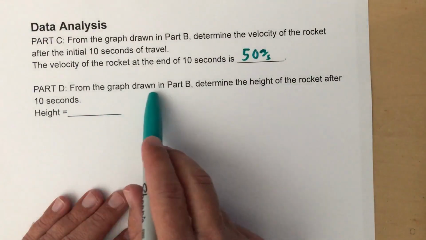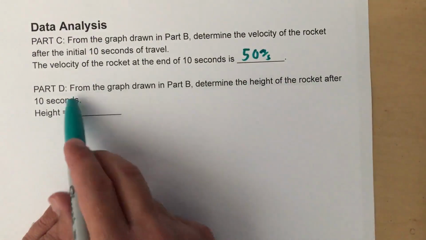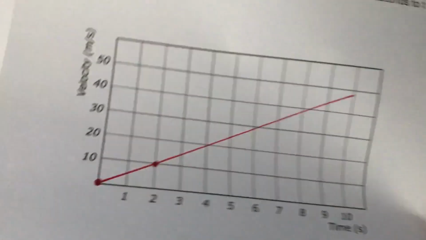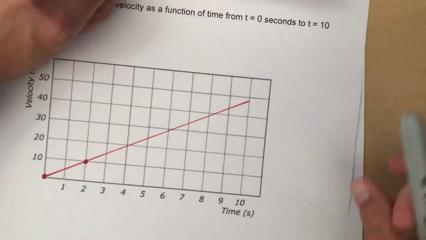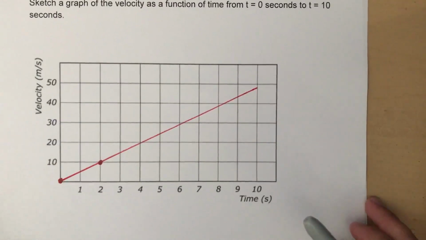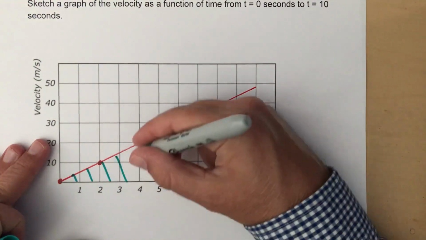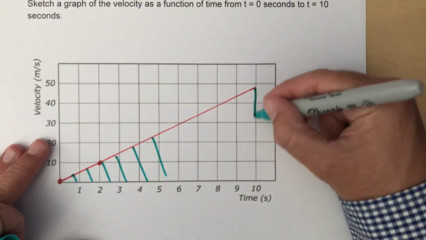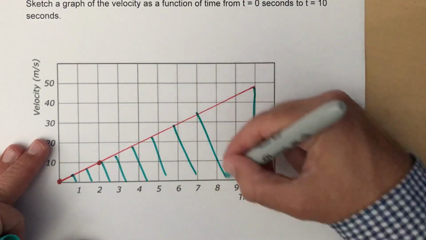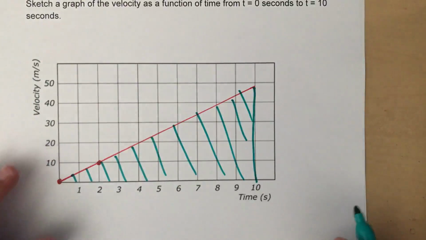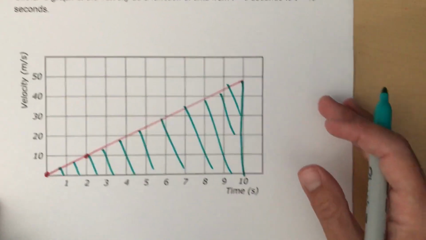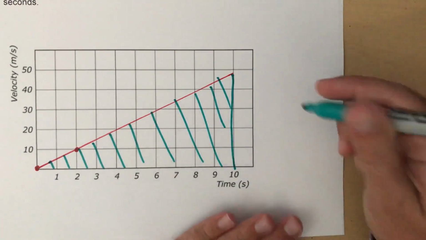Part D says, from the graph drawn in part B, determine the height of the rocket after 10 seconds. So how high it is deals with how much area there is under the curve. That will tell us the displacement. So you can imagine that we are concerned with this area that I am going to highlight right here. So that triangle, we need to find the area of that triangle. This is one way to do it. They do tell you to do it from the graph.